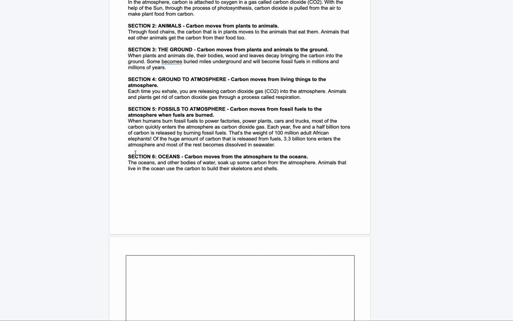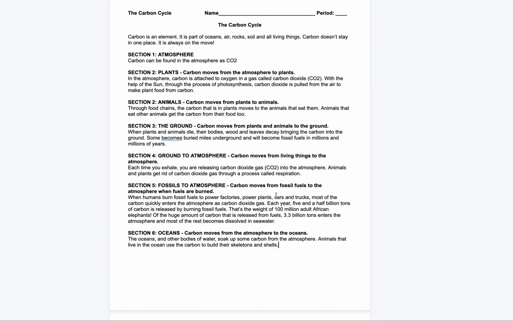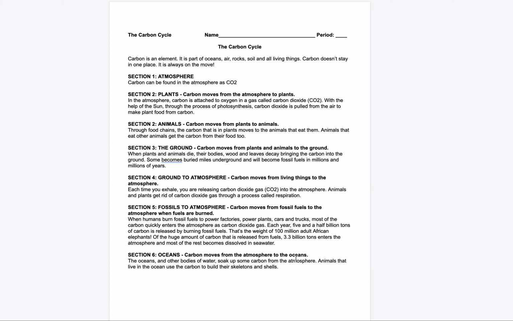Section 6. Oceans. Carbon that moves from the atmosphere to the oceans. The oceans and other bodies of water soak up some carbon from the atmosphere. Animals that live in the ocean can use carbon to build their skeletons and shells. And that's it. Now, if you noticed as I was reading, I was highlighting some words. All of those words have to go in your carbon cycle.